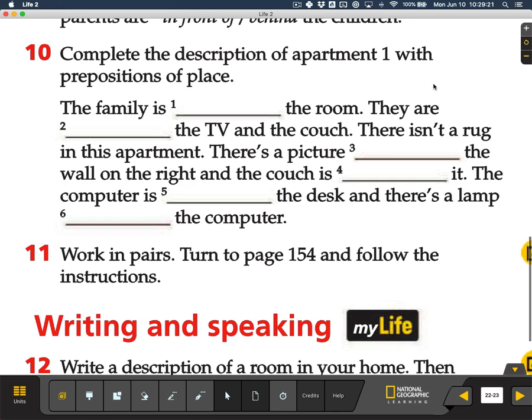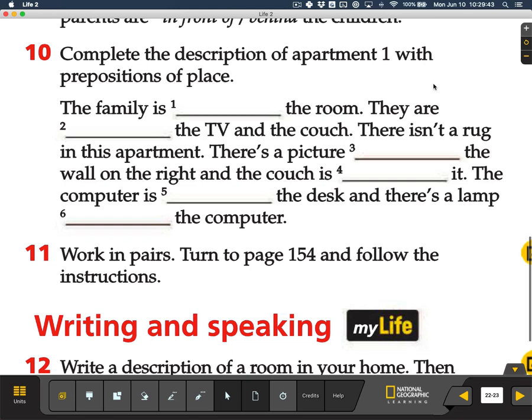Wait. They are something, the TV and the couch. We've got two things. Between. 1, 2. We've got two things between, okay? This is how we figure those things out, right? Okay, right. There isn't a rug in this apartment.